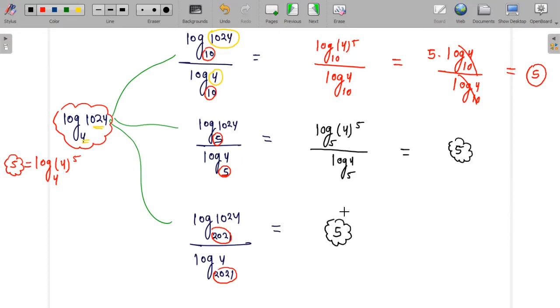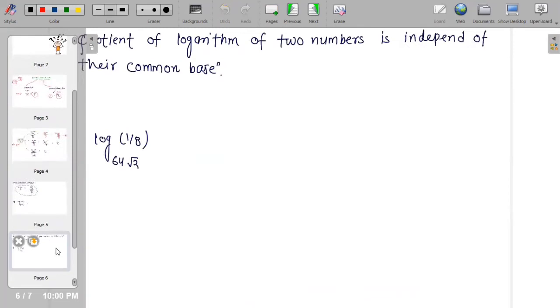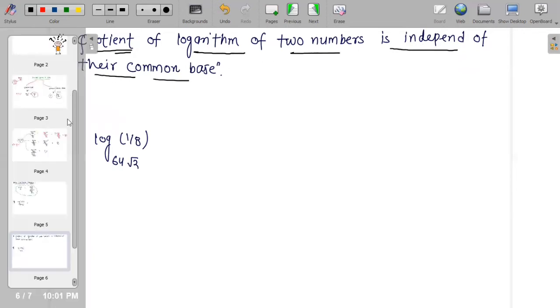So from there, what conclusion can you draw? You have this conclusion that whensoever we have a quotient, please pay attention to my words, whensoever we have a quotient of logarithm of any two numbers, then it is always independent of their common base. It is always independent of their common base.